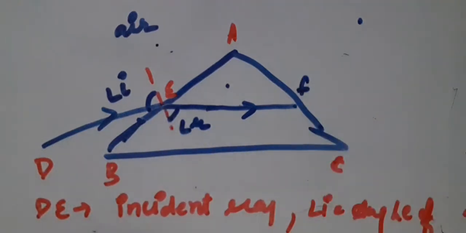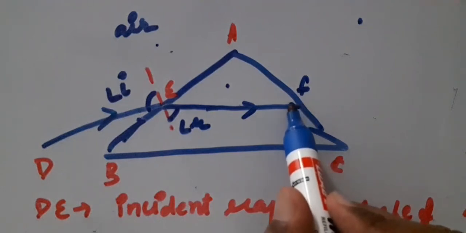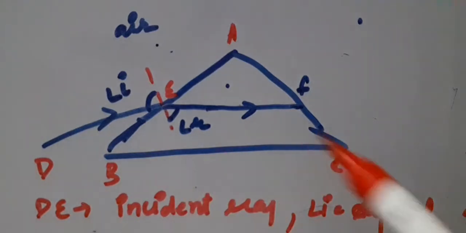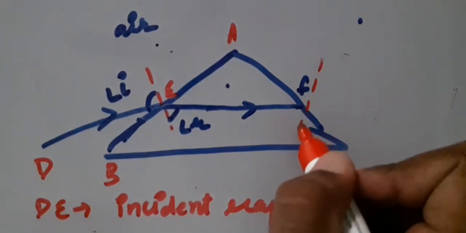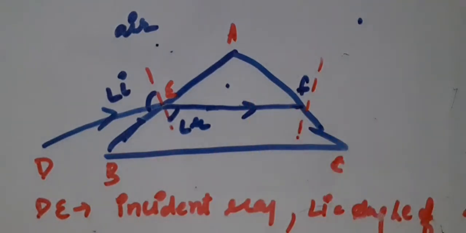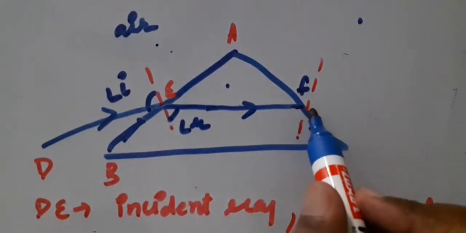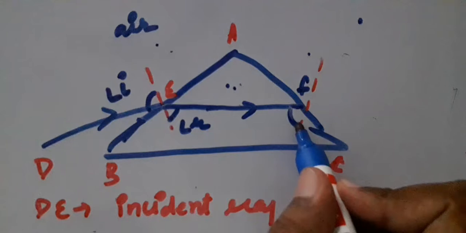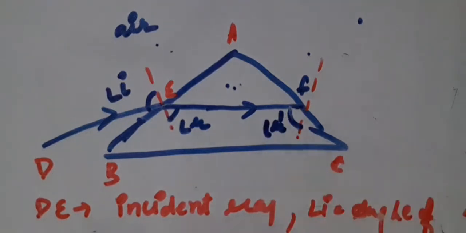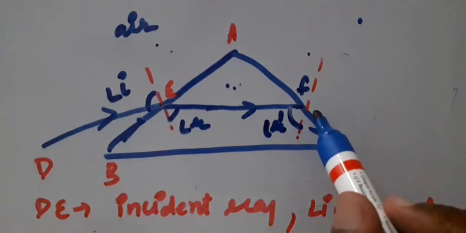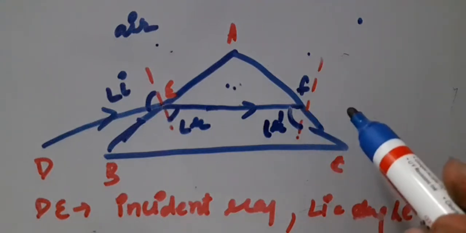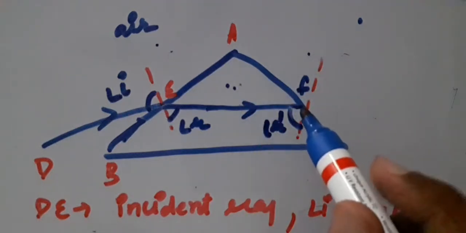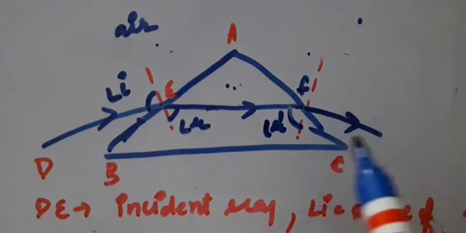This is the refracted ray. It is again striking another interface, so along the normal to this AC interface it will again subtend an angle. As it is moving from glass to air, first it subtends an angle, that is angle R dash, I'm just supposing. When it bends, it goes into the other medium. Since it is going from denser to rarer medium, it will bend away from the normal. So it will go like this.